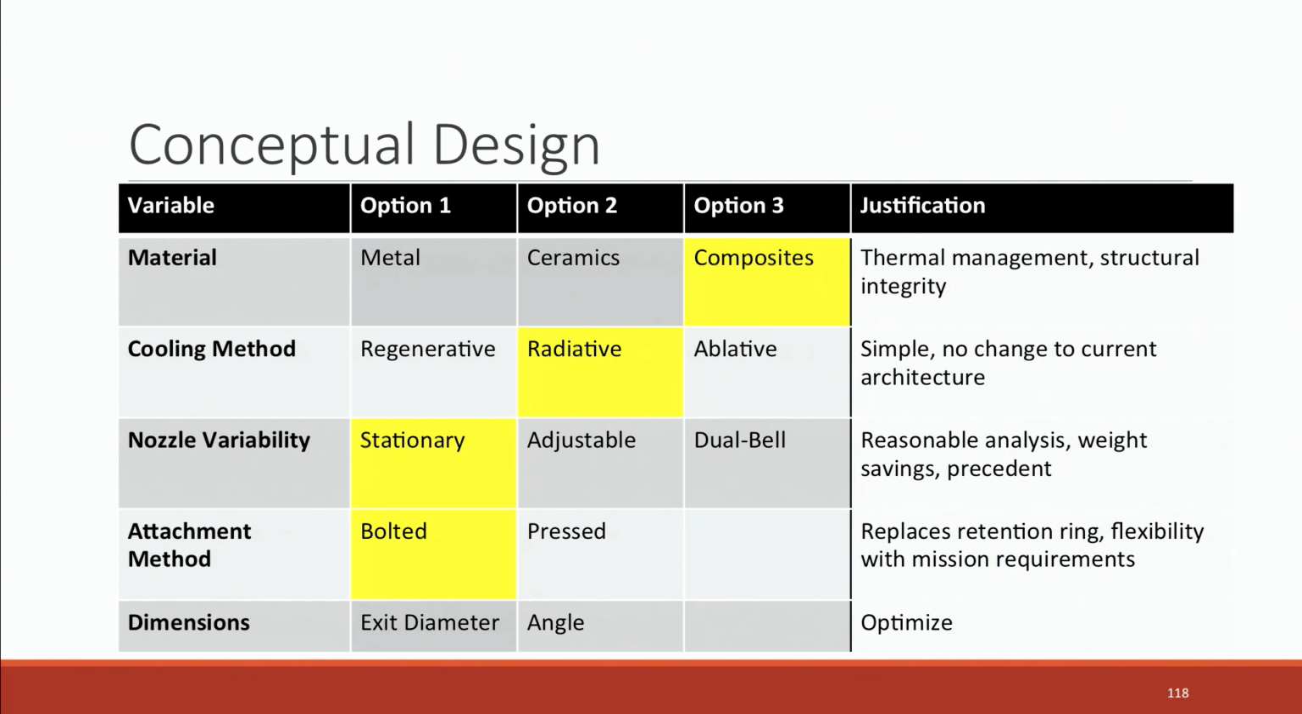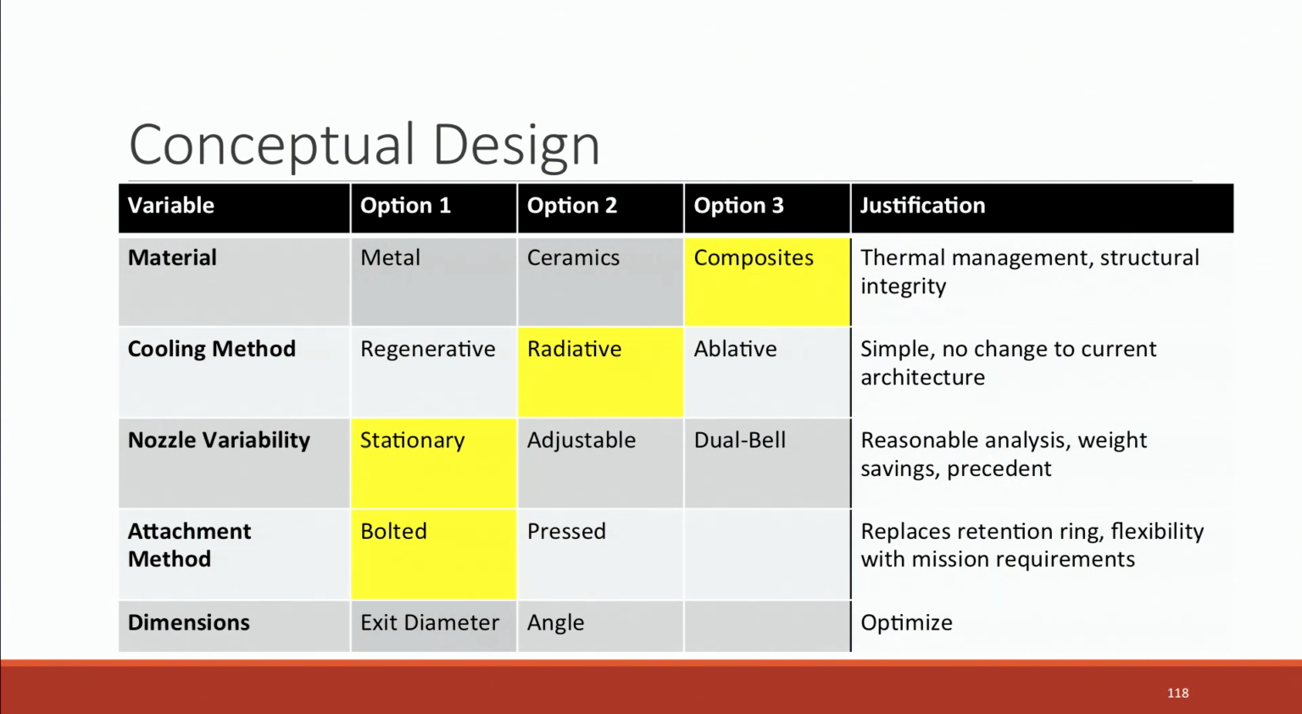And in order to do that, we had to find composite materials that would satisfy the thermal constraints. So we're using carbon fiber, because a lot of the metals were basically melting at the wall temperatures that we were looking at. The nozzle itself is going to be stationary. Using an adjustable one would have added too much weight and wouldn't have been effective enough to be worth it.